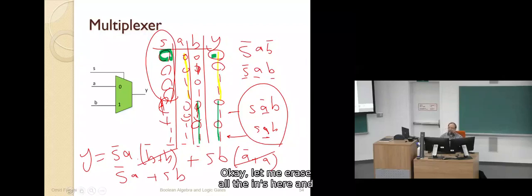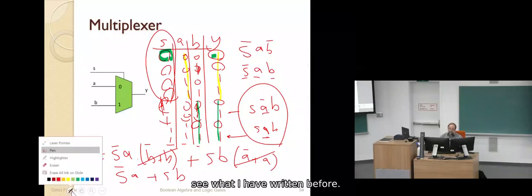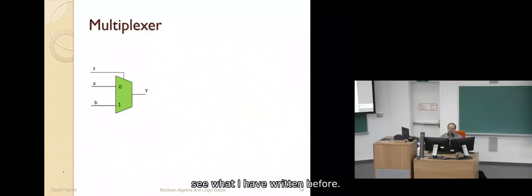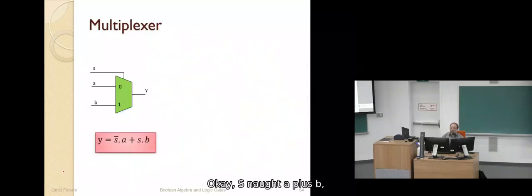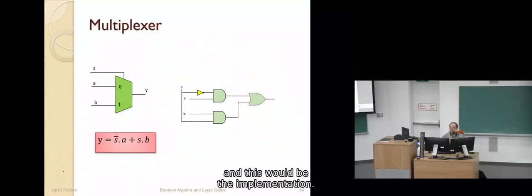Okay, let me erase all the ink here and see what I have written before. S naught A plus S B. And this would be the implementation. Now your question at the end of the row. What was your name? Oh, sorry. Musa. It was answered. Yeah, so your question would be here.